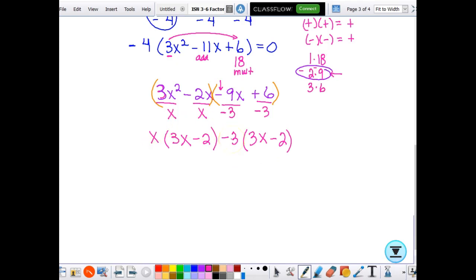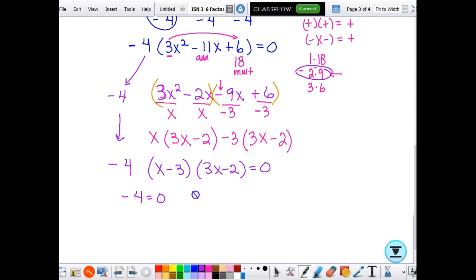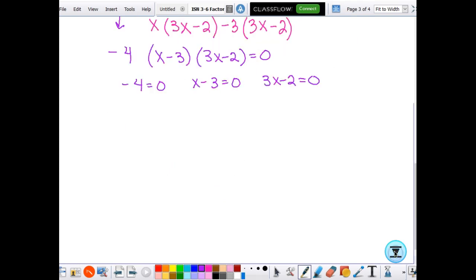So x minus 3 is one of our binomial factors. And I almost forgot my negative 4. Can't forget poor little negative 4. And then 3x minus 2 is another binomial factor. So we have all these equal to 0. We're going to set up all of our factors equal to 0, and then we solve. Negative 4 doesn't equal 0, so I get to mark him out. Add 3. X is 3.